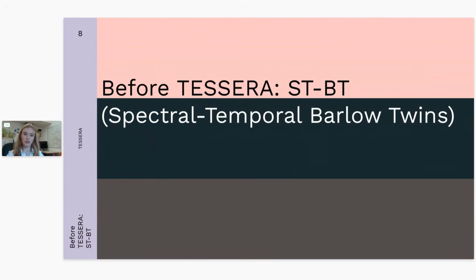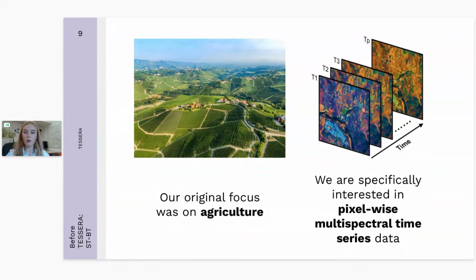So now to transition, I want to tell you about what came before Tessera, Spectral Temporal Barlow Twins, STBT. So Spectral Temporal Barlow Twins was a predecessor of our foundation model, and it was really focused on agriculture, which is part of my personal domain background.